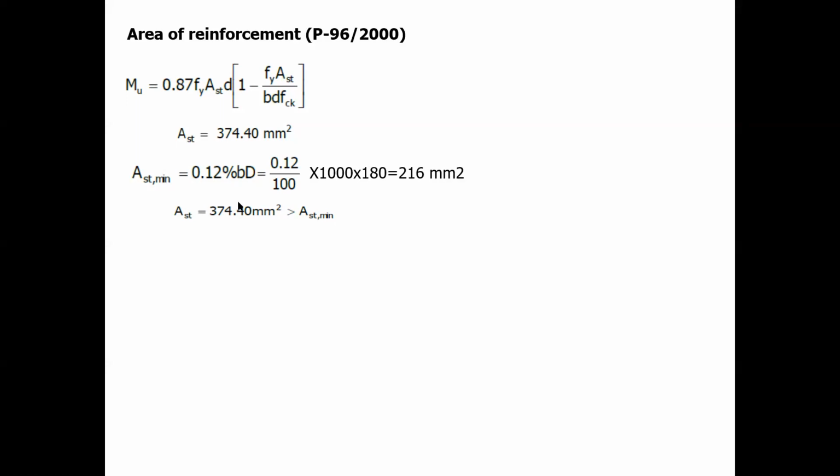Now calculate the spacing. Assuming a 10 mm dia bar, you assume the dia. Small ast is pi d square by 4, pi into 10 square by 4, and capital Ast is the reinforcement you have calculated, that is 374. Check how much you are getting.